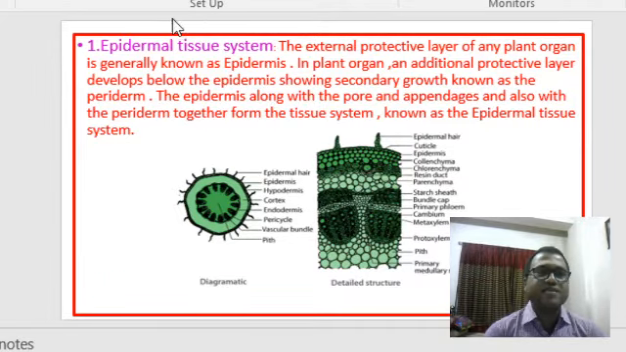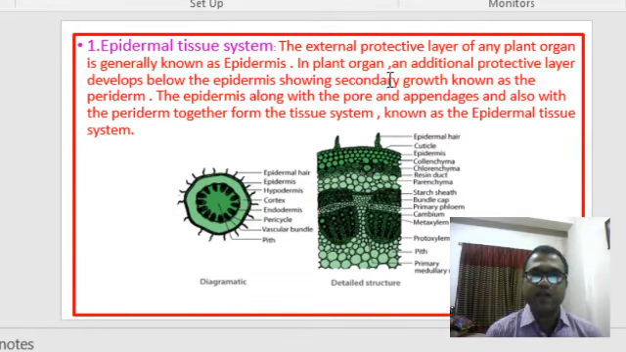So what is the epidermal tissue system? The external protective layer of any plant organ is generally known as epidermis. And what is epidermis? The external protective layer of any plant organ is generally known as epidermis.